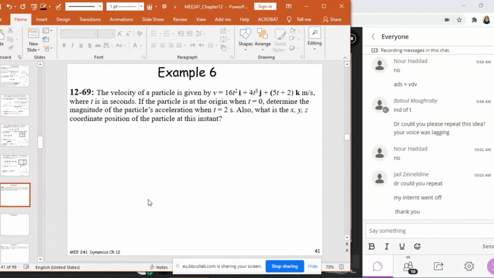So let's start with this very easy example, example 6.69 in the textbook. The velocity of a particle is given by v is equal to 16t squared i plus 4t cubed j plus (5t plus 2) k, where t is in seconds. If the particle is at the origin when t is equal to 0, what does this mean? Who can tell me, guys? What does this mean, if the particle is at origin when t is equal to 0?